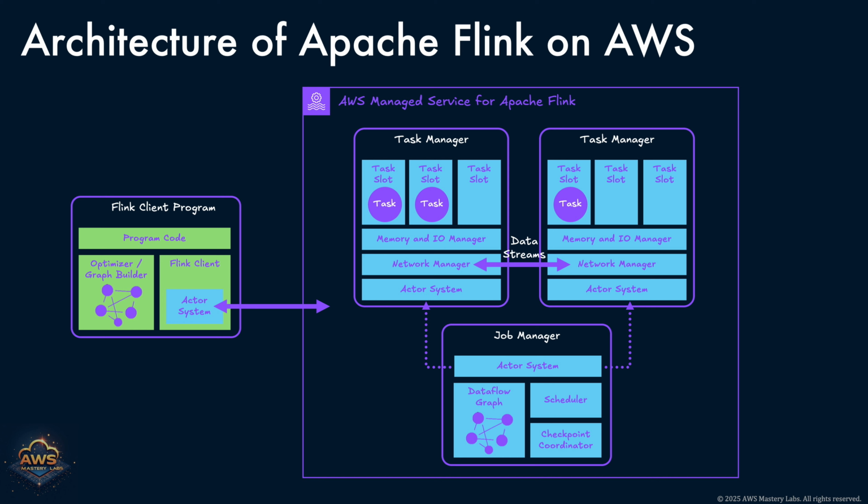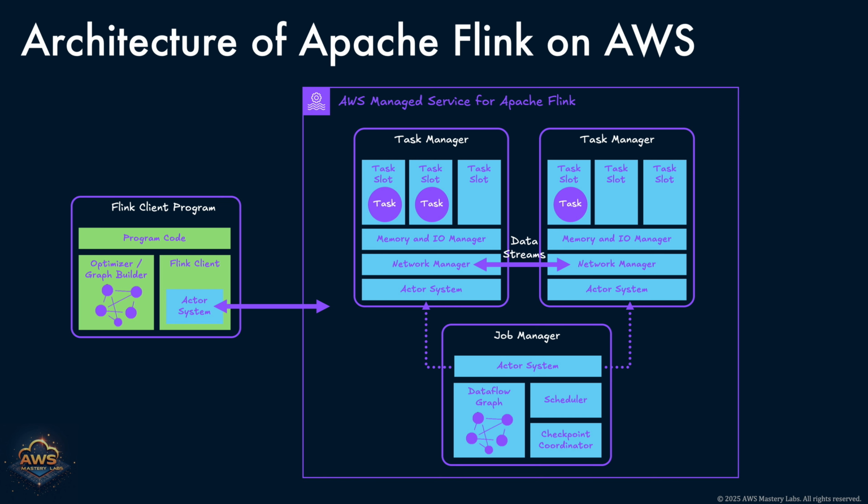This graph represents the logical structure of your job, showing sources, transformations, and sinks in a directed pipeline. This graph is then handed off to the client, which acts as the interface between your program and the Flink cluster. The client plays a crucial role. It communicates with the rest of the system through Flink's internal actor system, a messaging infrastructure that enables asynchronous, distributed coordination.